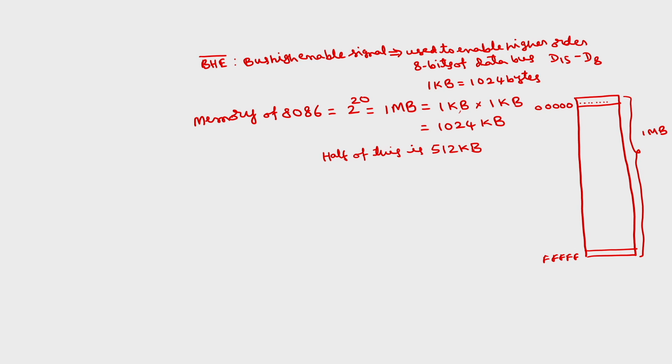But 8086 is a 16-bit microprocessor. In some applications we need 16-bit data also. At a time you can read only 8 bits of the data, so to read 16 bits we would require 2 clock cycles. Instead, if you want to read all 16 bits simultaneously, the memory is divided into 2 banks, which are called the odd bank and the even bank.